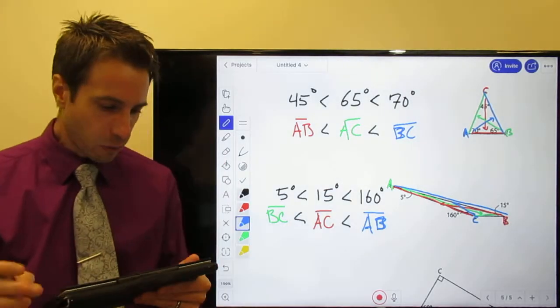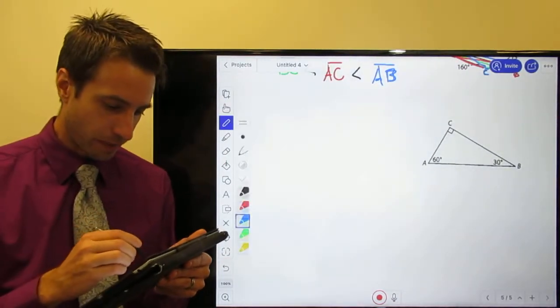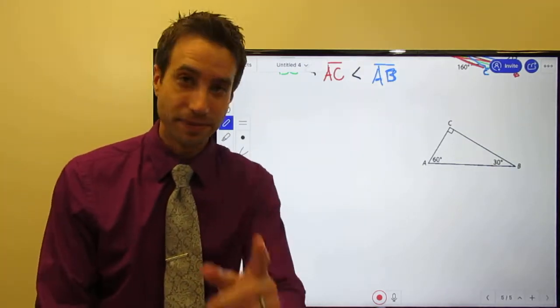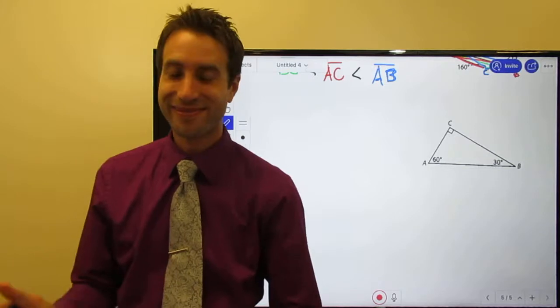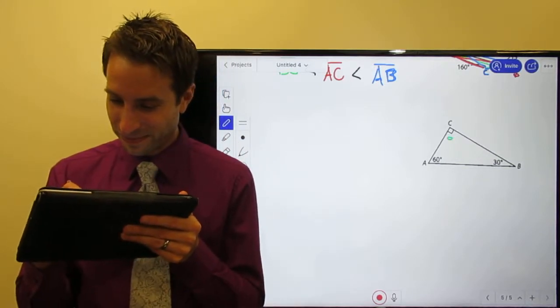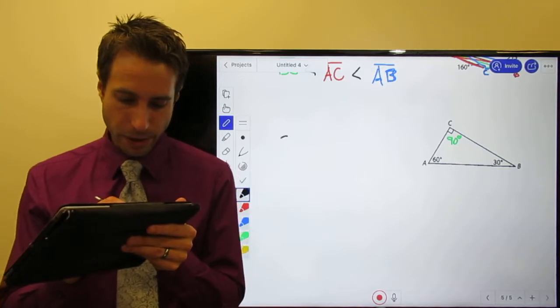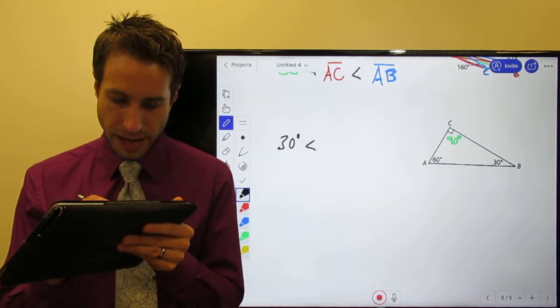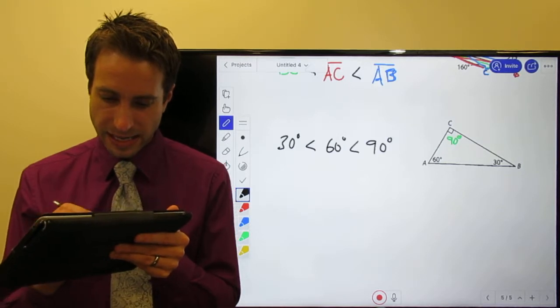Awesome. Do I have one more for you here? Oh, look at that. I do. I got another one for you. Oh, and look at what I did. What does that symbol mean? 90. All right. Put them in increasing order. 30 degrees, then 60 degrees, then 90 degrees.